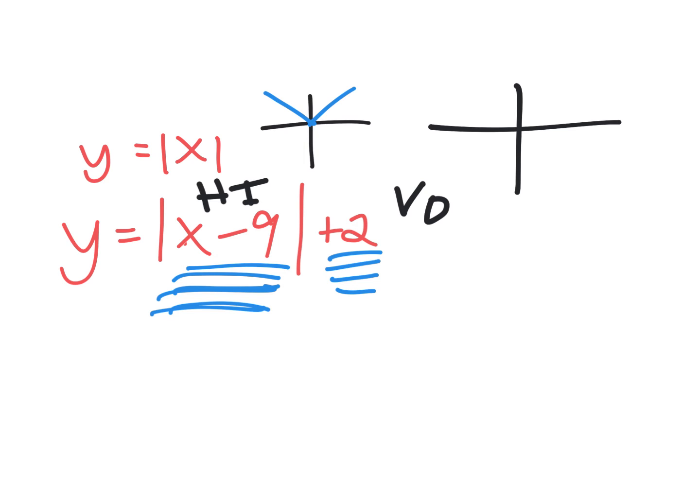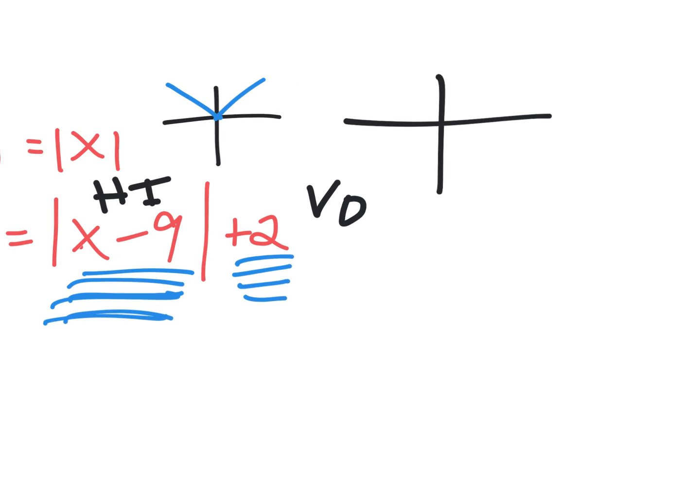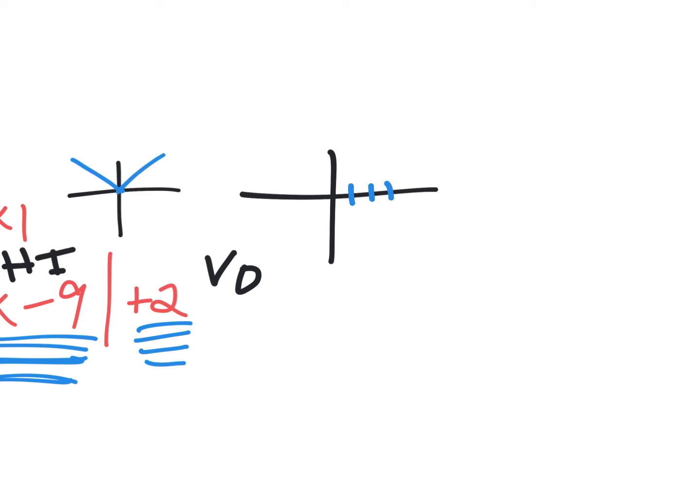Really listen close on this, because this is the critical part. This moved 9, and it feels like it should be to the left, but it's not. It's to the right. Right 9 and up 2. So that's like over 1, 2, 3, 4, 5, 6, 7, 8, 9, and up a couple is like right there. That's where your V shape is now. Raise your hand if you had that one right.